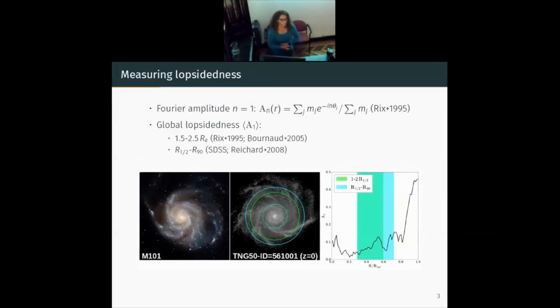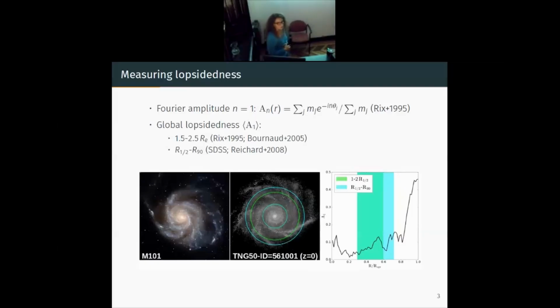One of the ways to measure the lopsidedness perturbation is via Fourier transform, by measuring the amplitude of the first Fourier mode, A1, in concentric radial annuli. Here we see an example of a simulated galaxy from the TNG50 simulation. By measuring the A1 amplitude in concentric radial annuli, we reconstruct the A1 profile as a function of radius. Here you can see the typical profile of a lopsided galaxy, which has low A1 amplitude in the inner regions, and it increases as we reach the disk outskirts.